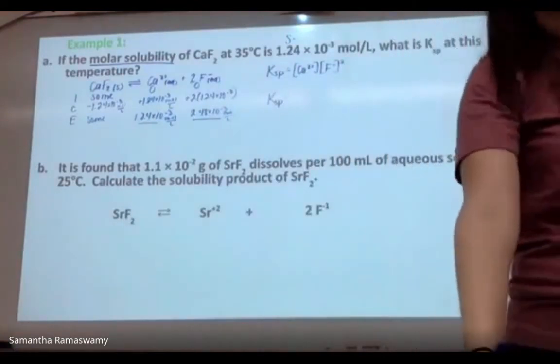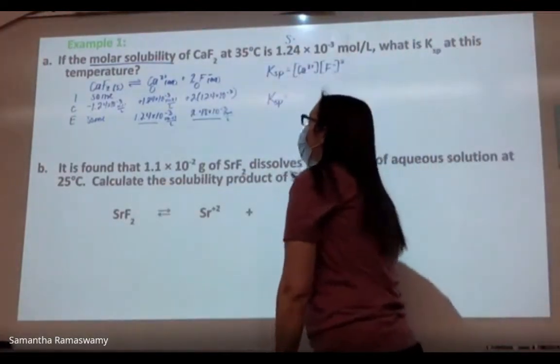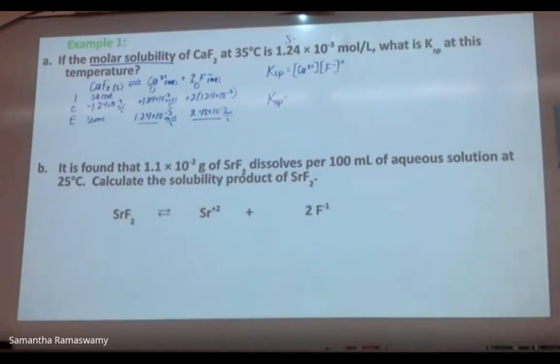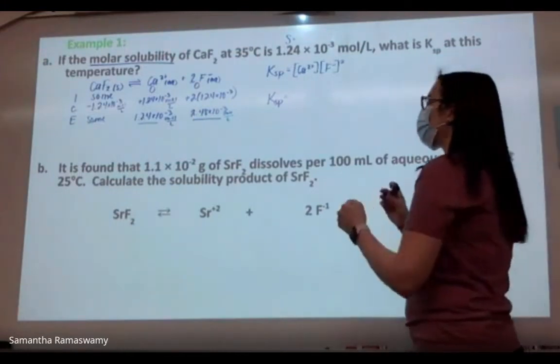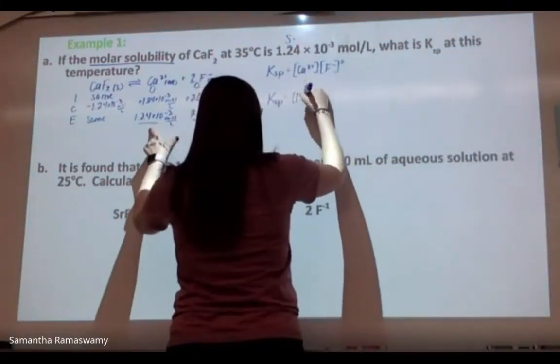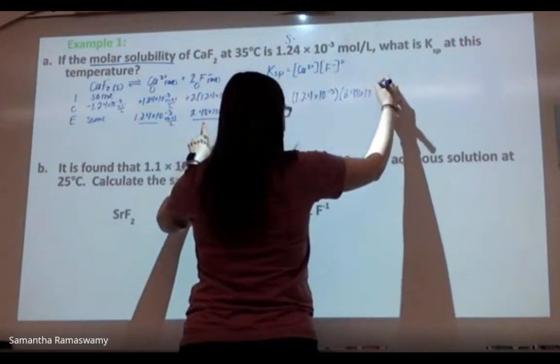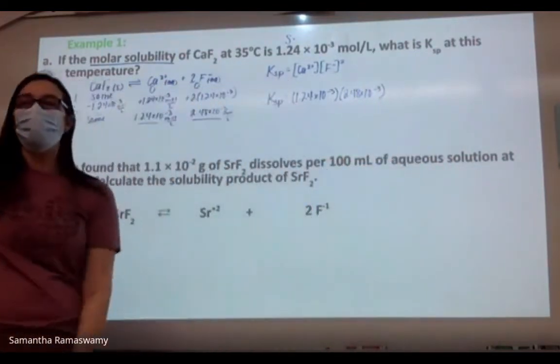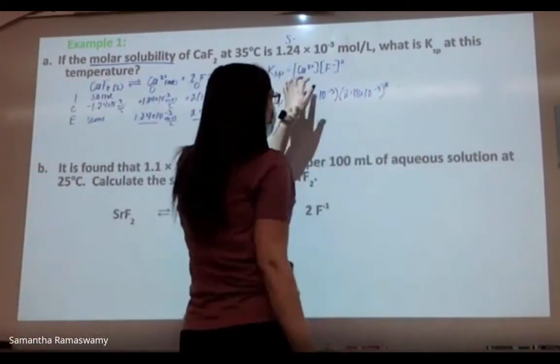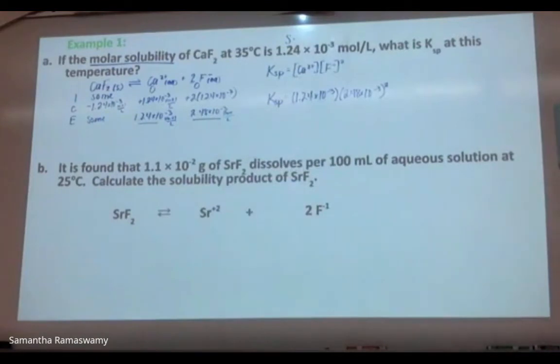Now, just kind of looking right now, before I even plug it in, what do you think is the most missed thing when we plug in from an ICE table to Ksp? Looking at, as I write this out, 1.24 times 10 to the negative third times 2.48 times 10 to the negative third. What did I not do here? Square it. Pay attention to the Ksp expression that you wrote. That's always why I say write the expression first. So 1.24 e negative 3 times the quantity 2.48 e negative 3 squared.